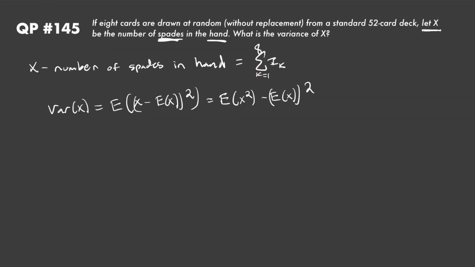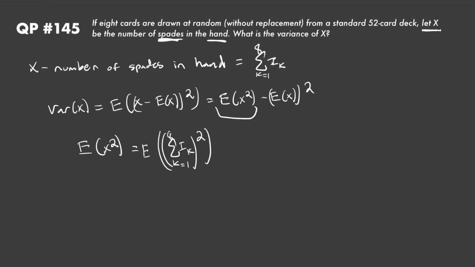The other, probably simpler way to solve this would be to calculate it using this formula right here, where we just have to find the second moment, so the expected value of X squared. Well, we can just write that as the expected value of the sum of all the indicators squared, so that is going to be equal to I1 plus I2 plus ... plus I sub 8, all raised to the power of 2.